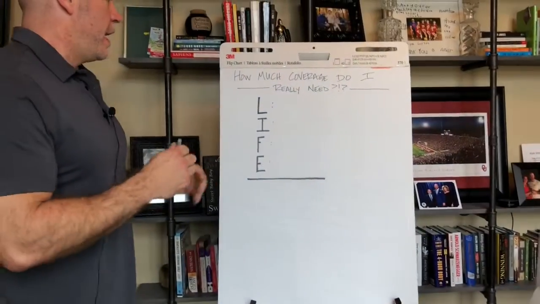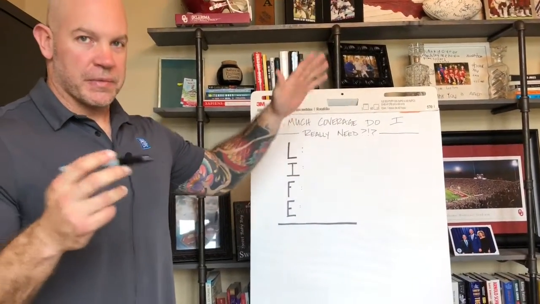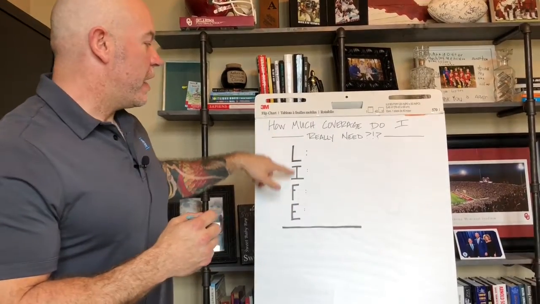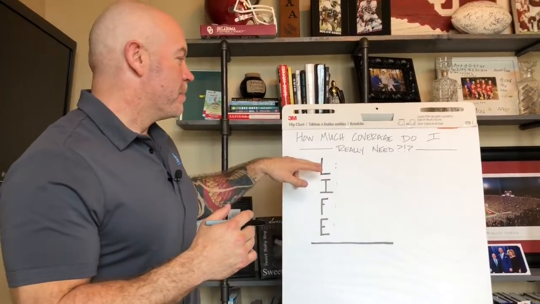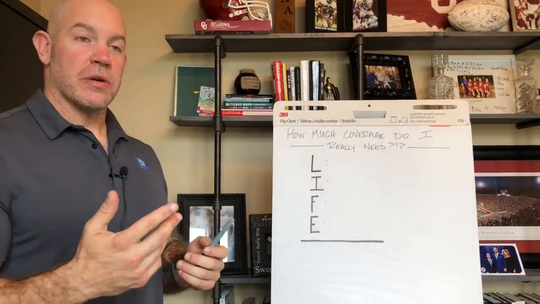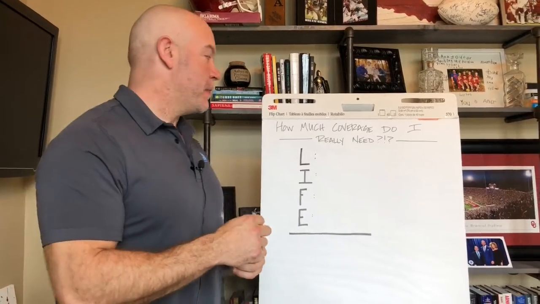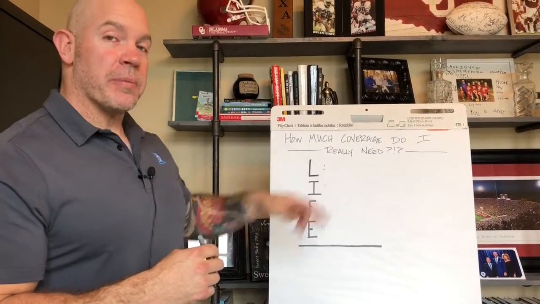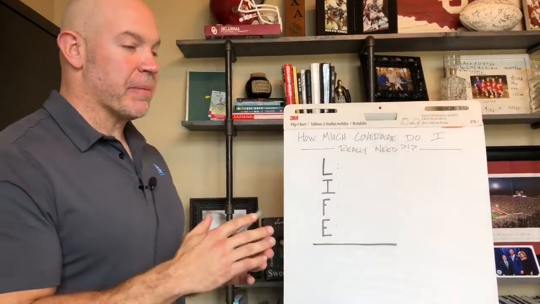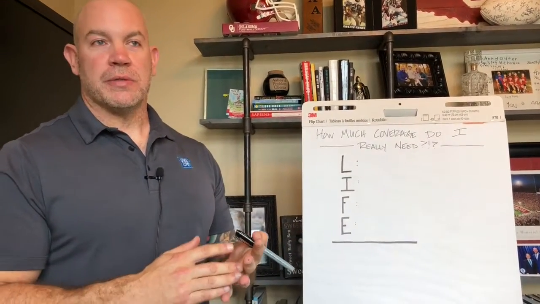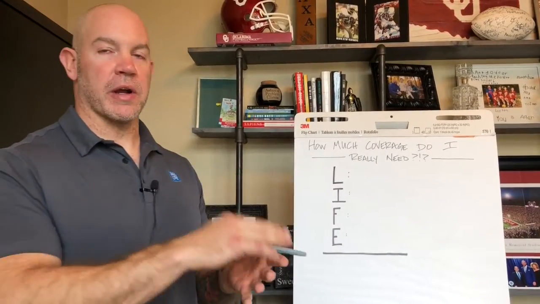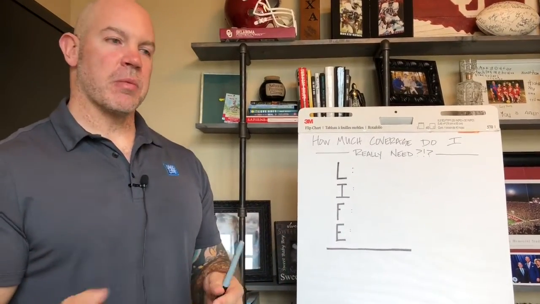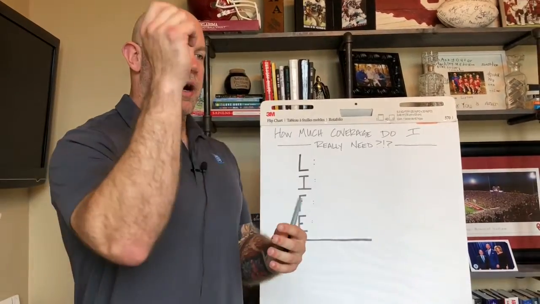As you can see on the board here, I have how much coverage do I really need? Obviously, that's what we're going to address. LIFE. We're in the life insurance game here, people, so stay with me, all right? L is simply for loans or liabilities. If you think back about what you owe across the board, that could be house, it could be cards, student loans, credit cards. We're not looking for the exact number, but a broad stroke estimate, if you will.